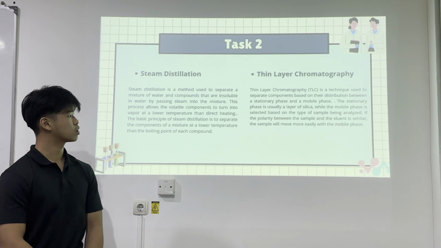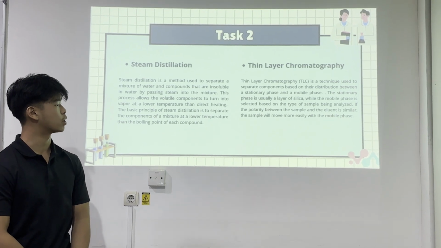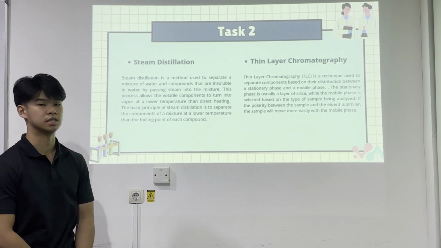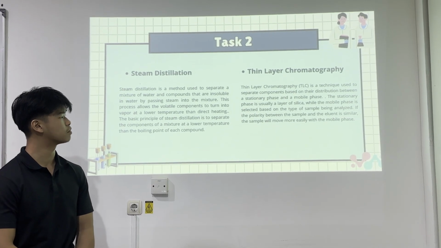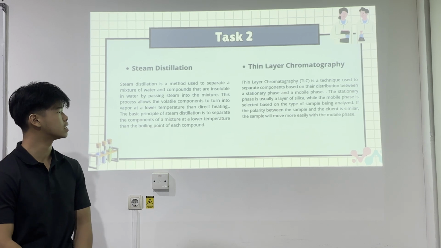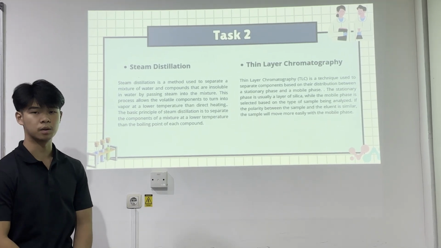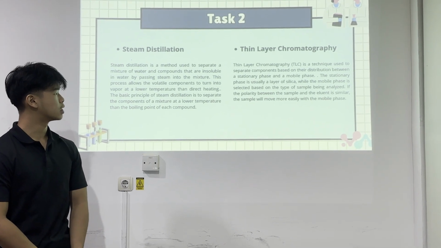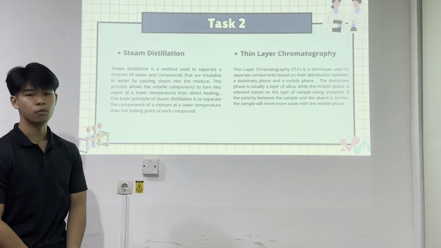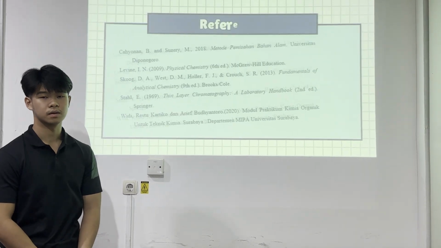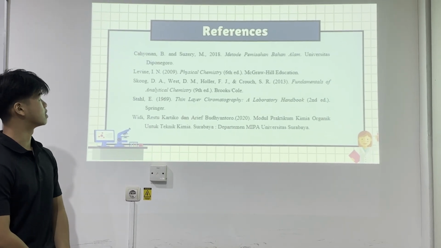And thin layer chromatography is the technique used to separate components based on the distribution between the stationary phase and mobile phase. The stationary phase is usually a layer of silica, while the mobile phase is selected based on the type of sample being analyzed. If the polarity between the sample and the eluent is similar, the sample will move more easily with the mobile phase. So here are some of the references that we use.